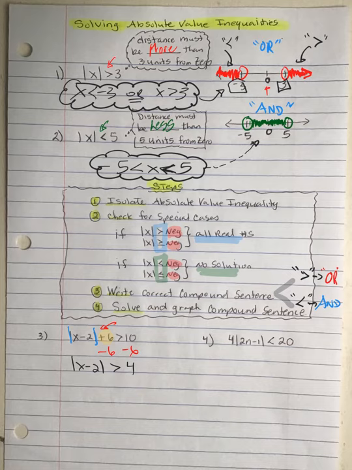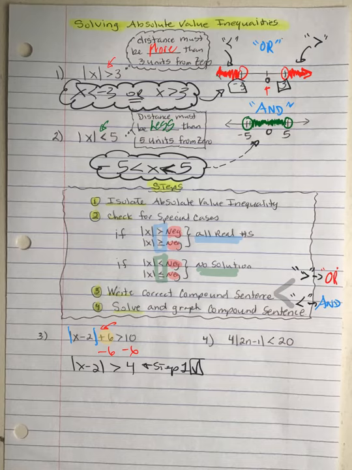Now we have to check for a special case, and I'm looking to see if this is negative. So this is not a negative distance, so therefore we're good. It's not a no solution situation. So remember, this is step 1. I just want to emphasize that step 1 is officially check, done, right? And then we checked for step 2. That wasn't a special case, didn't have a negative there. And then step 3 is to write the correct compound sentence.